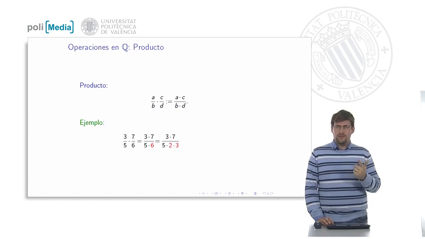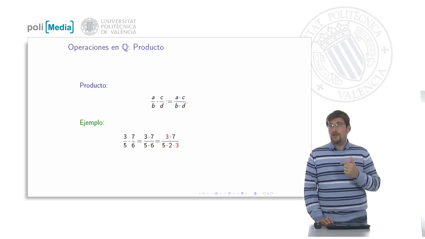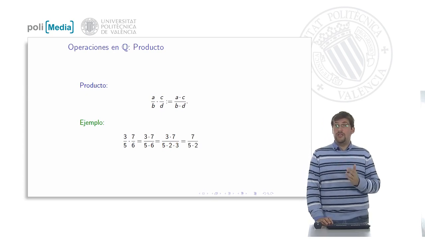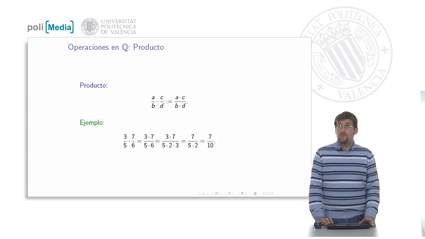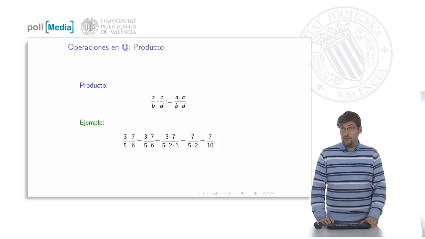Once we have this decomposition, we notice that there is now a common factor in the numerator and denominator, which is 3. Therefore, this common factor can be deleted. We have 7 in the numerator and 5 and 2 in the denominator, with no common factors between them. Therefore, we can simplify, resulting in the canonical form of the fraction.